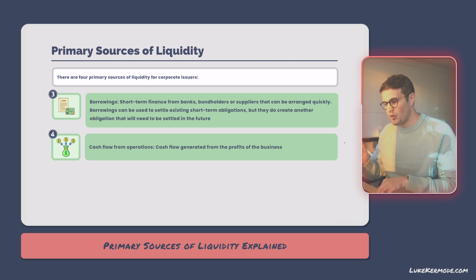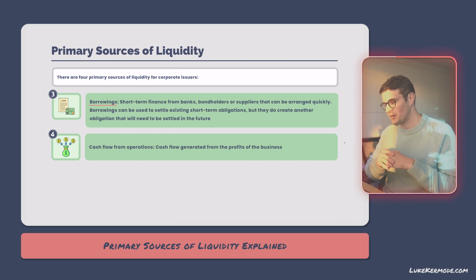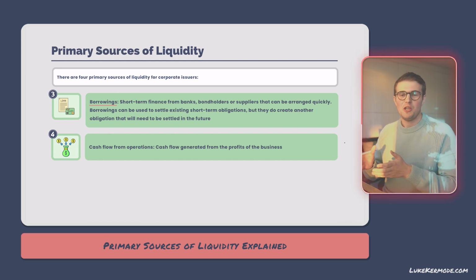And then we've got borrowings. So borrowings are short-term finance from banks. So anything like overdrafts or loans from sort of existing lenders to the company would be classified here. Suppliers, so any financing from the company's suppliers that can be arranged quickly. These borrowings can be used to sort of settle existing short-term obligations, but obviously if you're taking out a loan from a bank, you're going to create another obligation. So companies need to think about that.